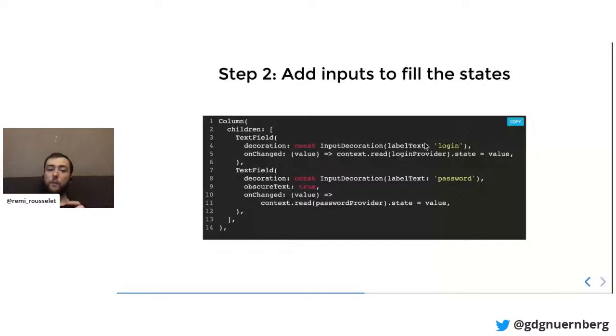Then we can create a form. So here's just a simple column with 2 text fields, where when the value changes on the text field, it updates the associated provider. So when you're typing in the login field, it updates the StateProvider that stores the login state. And we are updating the password. It also does the same thing with the StateProvider for the password.